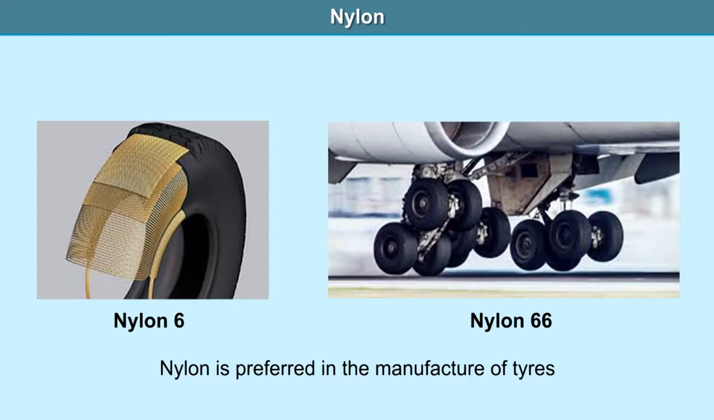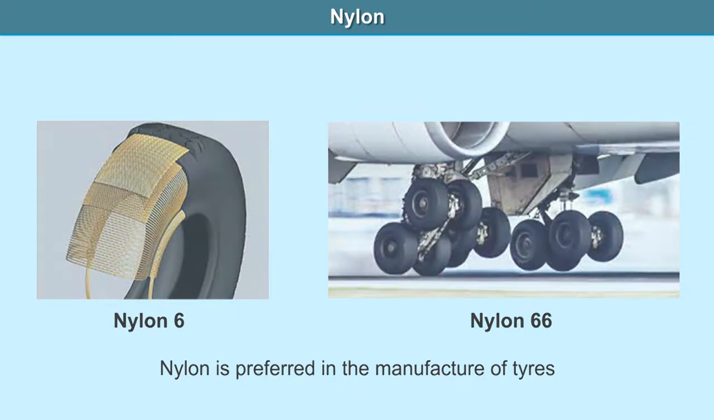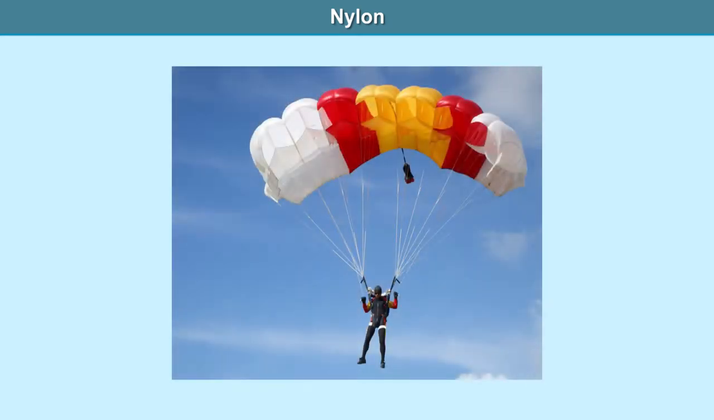And the type of nylon that is used in tire cord is nylon 6, whereas for aircraft tires, it is the normal practice to use nylon 6-6 fiber because of its higher resistance to heat. And nylon has got a very high strength, and it is used in parachutes as well, which is a life-saving device. And it is used in the filter fabric.